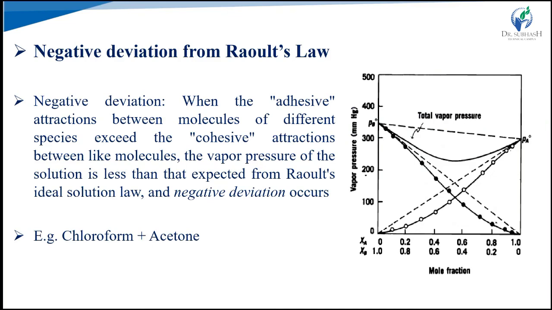So that is our negative deviation. The chloroform and acetone is an example. So we have to see the positive deviations, what happens.